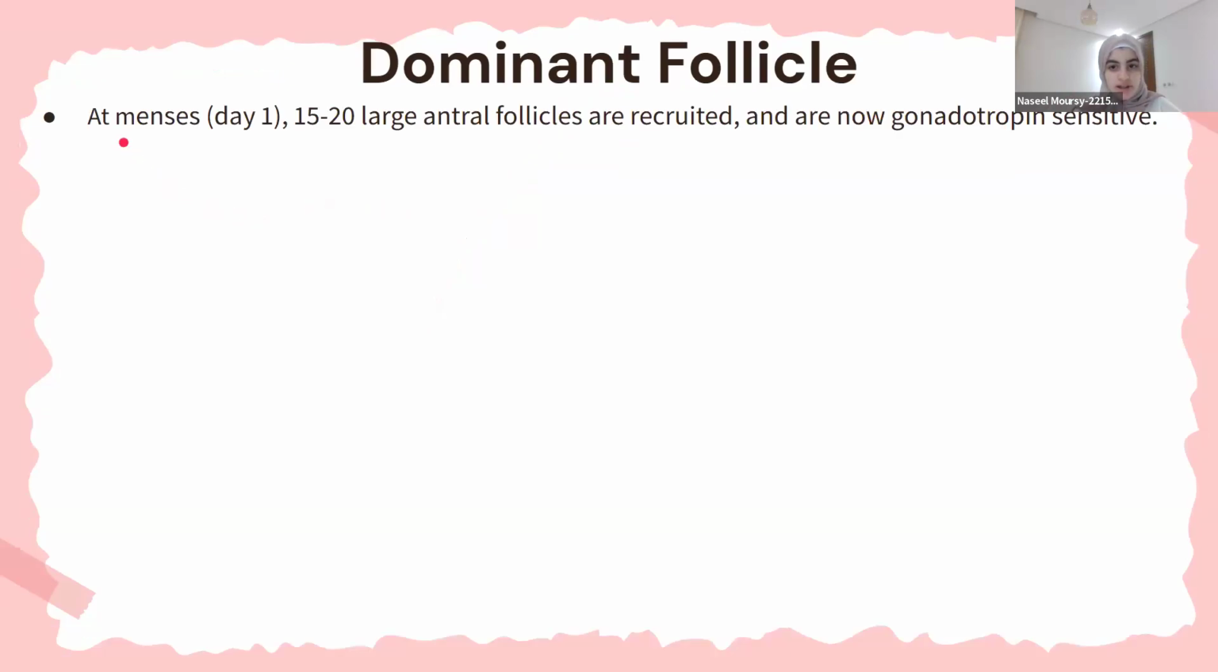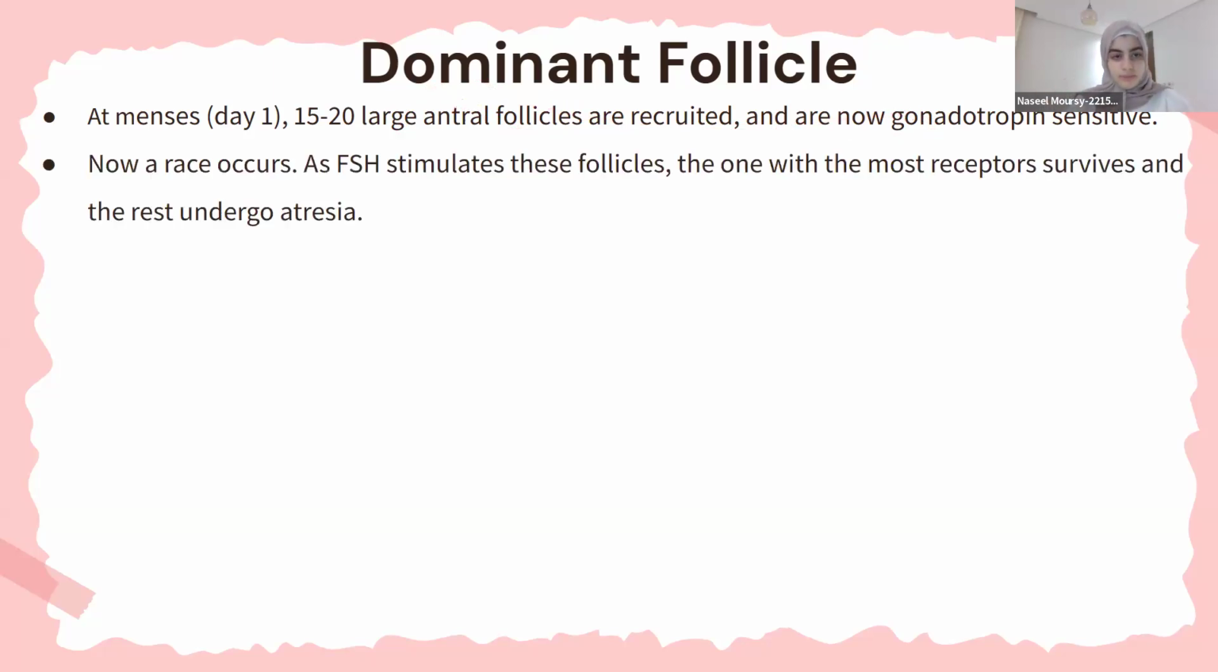Okay, so at menses, day one, 15 large antral follicles, which are the tertiary follicles, are recruited, and they are now gonadotropin dependent. So 15 to 20 of these tertiary follicles that we got in the end go for a round of maturation, according to the menstrual cycle.